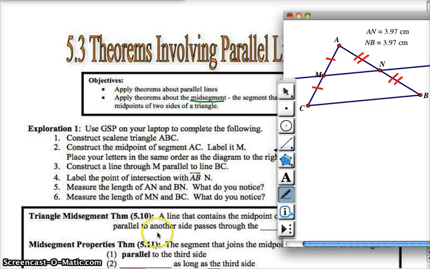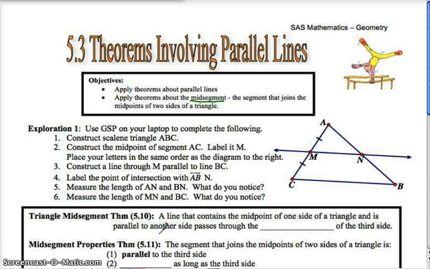But let's look at the triangle mid-segment theorem right here. So this section right here, MN, is called the mid-segment. The mid-segment goes through the midpoint of one side of a triangle. So it says a line that contains the midpoint of one side of a triangle and is parallel to another side. So we know that these are parallel. It's parallel to another side, goes through the midpoint of one, it's parallel to another.